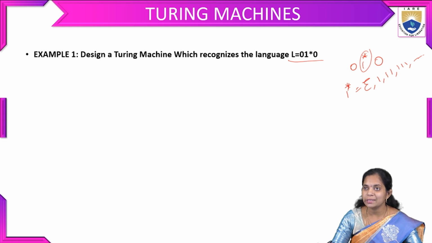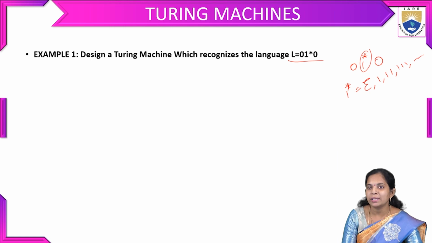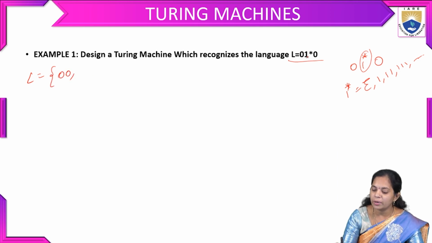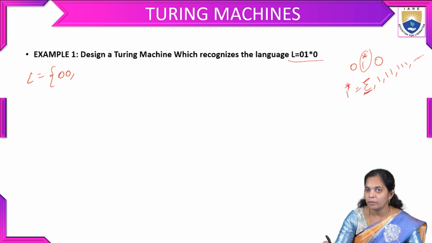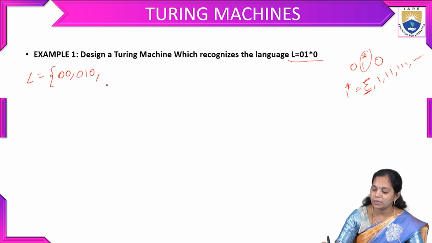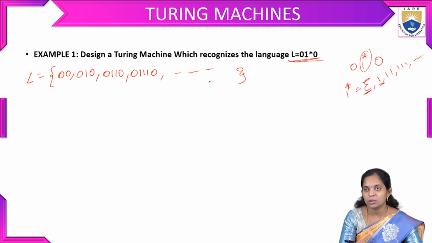So suppose this is the Turing machine, and here is how to design it. We'll take strings in this language. The language includes 0 0, because 1 star also has epsilon, so we need not take a 1. And 0 1 0, and 0 1 1 0, and 0 1 1 1 0, and so on. This is the language, and for this language we have to construct a Turing machine.